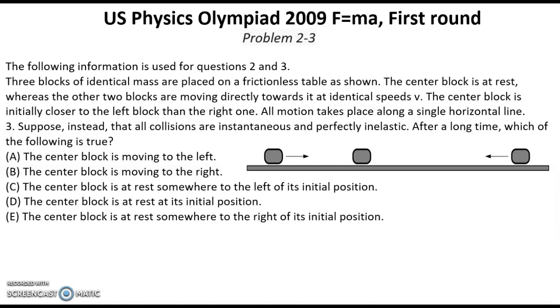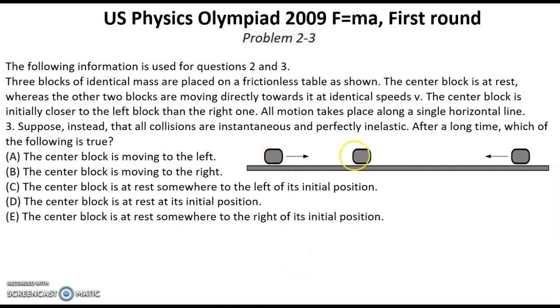Solution. Because all collisions are perfectly inelastic and the total momentum of the whole system is 0, it means that after all collisions they will stop moving somewhere. It means that the center block will not move. But what happened?